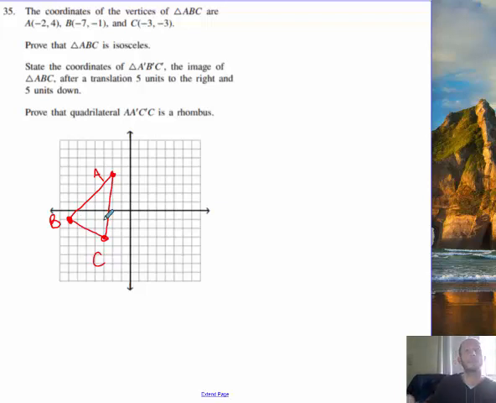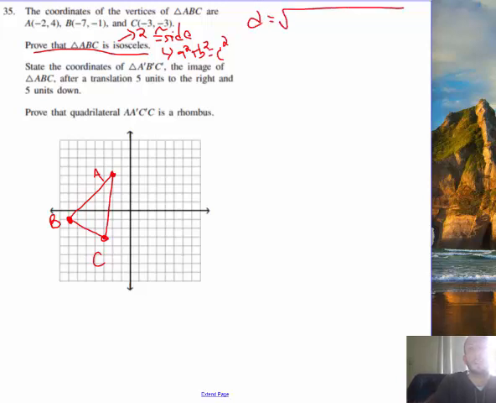And the first part of this problem is to prove that this thing is isosceles. Got to know that isosceles means two congruent sides. And then you got to know that to prove that things are congruent, it is either going to be the Pythagorean theorem or it's going to be the distance formula. I'm going to use the distance formula this time just because, I don't know, I feel like it.